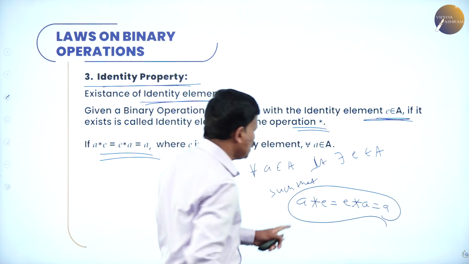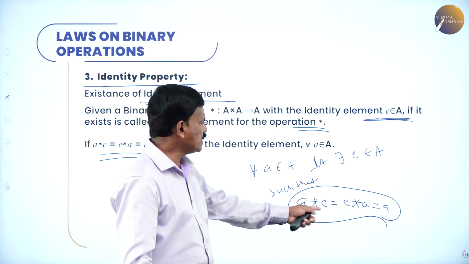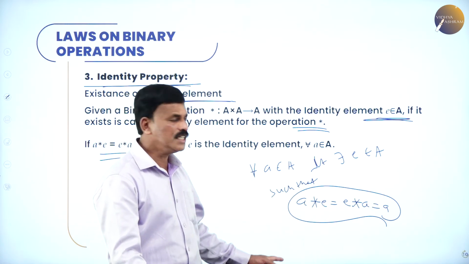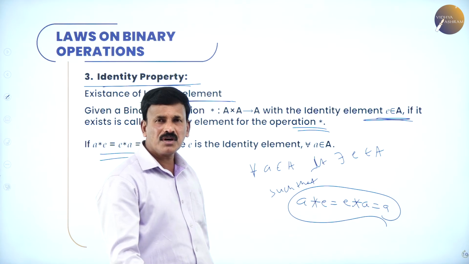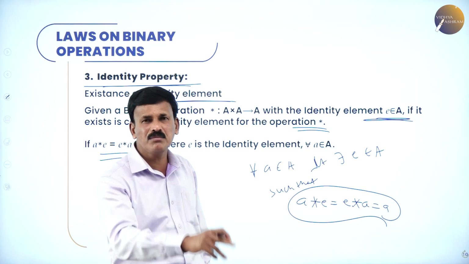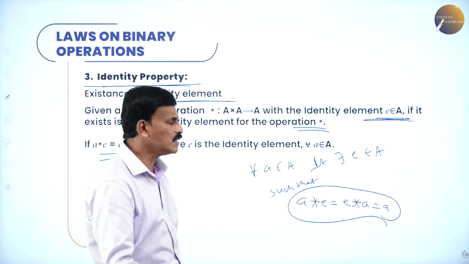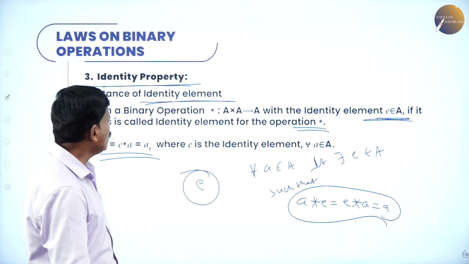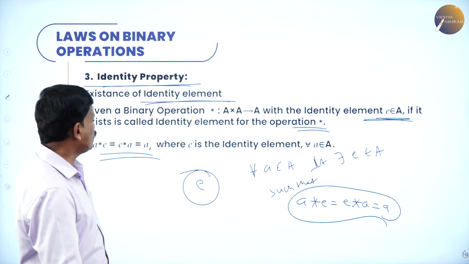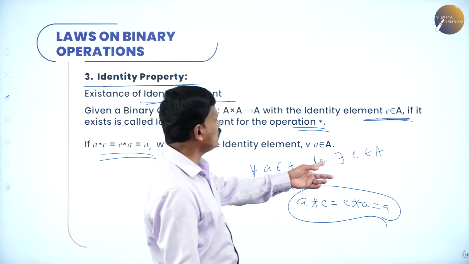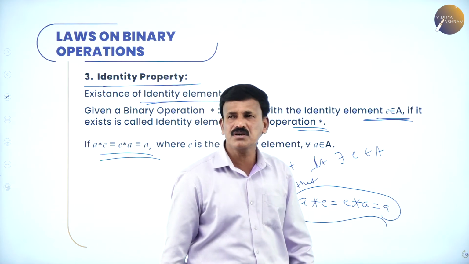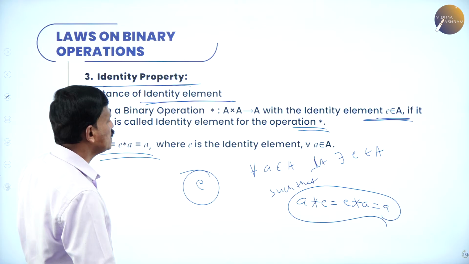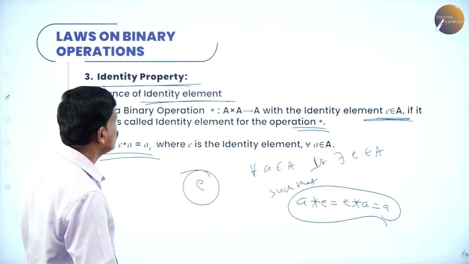That means any element into identity element or identity into element is equal to the same element. If A is an element, any element into identity is equal to identity into any element is equal to same element, then it is called an identity element. So E is called the identity element. So if for all A belongs to A, there exists an element E belongs to A such that A star E is equal to E star A is equal to A, then E is called an identity element in the set A, identity element of A.